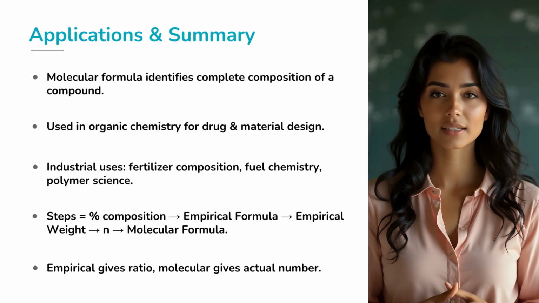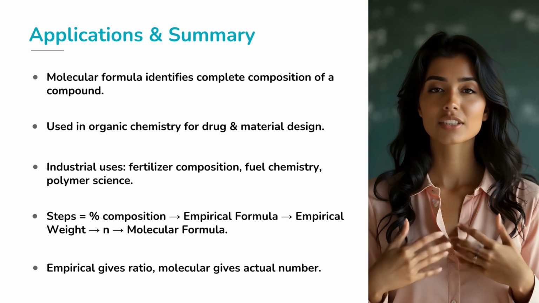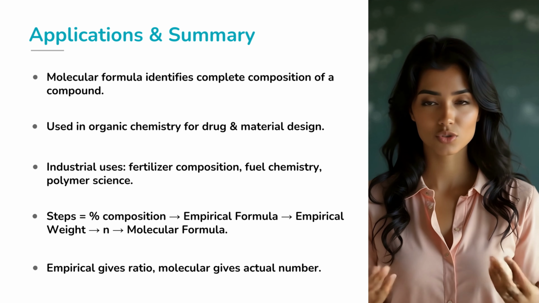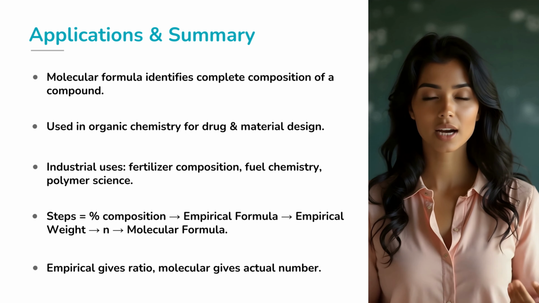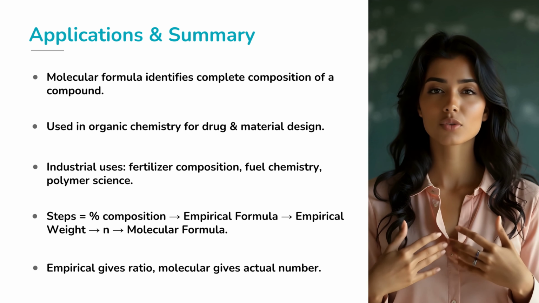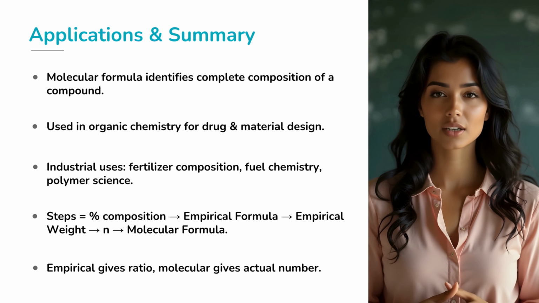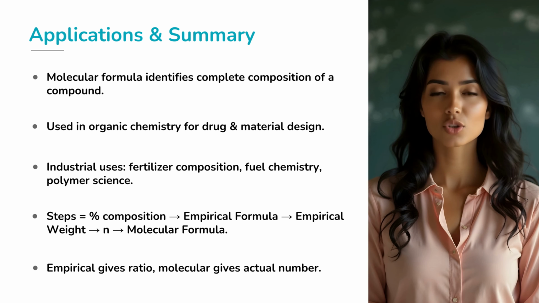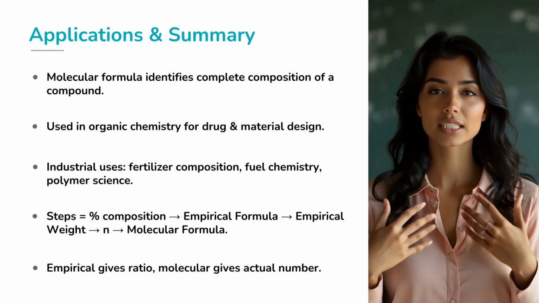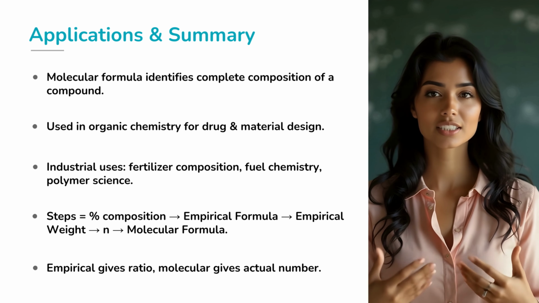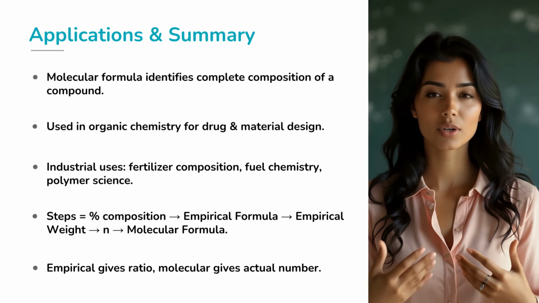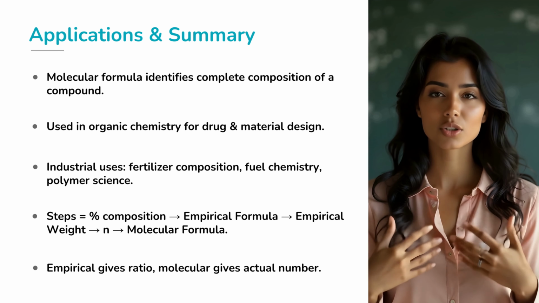Let's summarize the steps. Percentage composition gives empirical formula. Add up atomic masses to get empirical weight. Use molecular weight or vapor density to find n. Then multiply the empirical formula by n to get the molecular formula. Remember, empirical gives the ratio, molecular gives the actual count. So next time you see a formula like C₂H₂O₄, you'll know it's more than just letters and numbers. It's the molecular fingerprint of a compound, and that's the magic of molecular formulas.